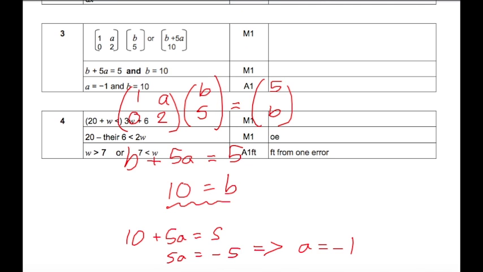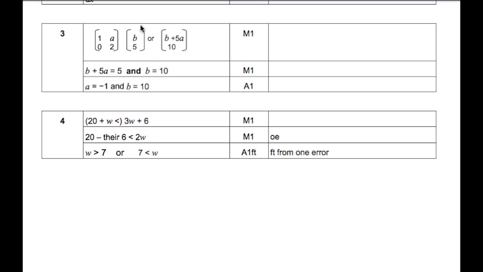Okay, so there you get 1 mark for setting up this equation, or you can see they've timesed it together and given a vector. Another mark for getting these 2 simultaneous equations, and then a mark for solving them.